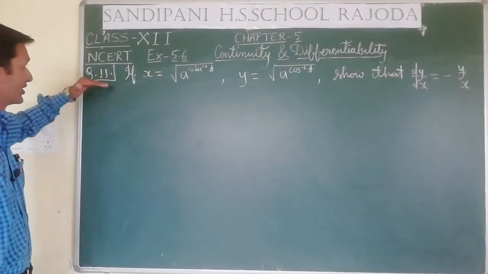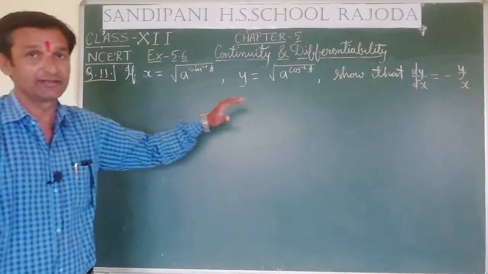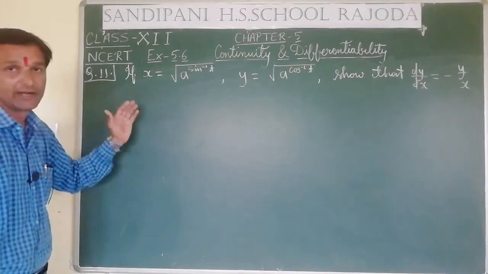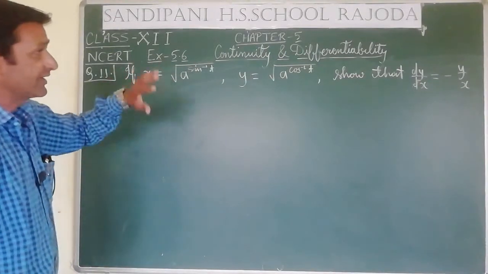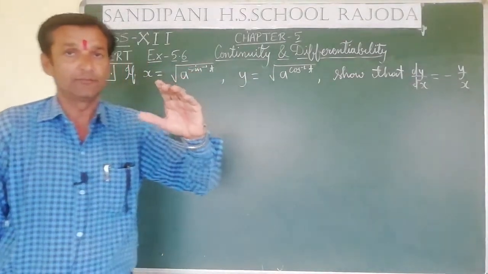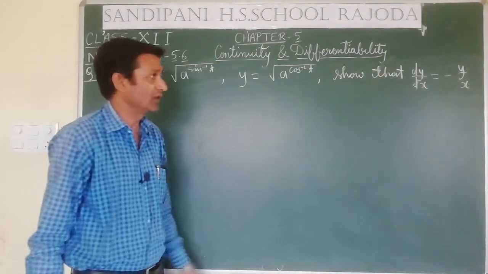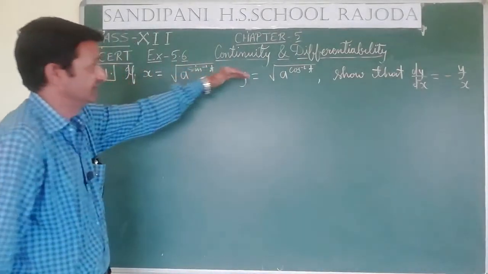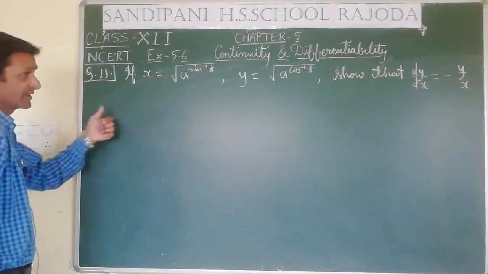Now see this question number 11th, it is separate. It is not mentioned in that particular part which up to 10th we have done. In that case we have to bring the answer in the form of parameters only, but here it is in the form of y and x. Here parameter is t. So this is the variation.